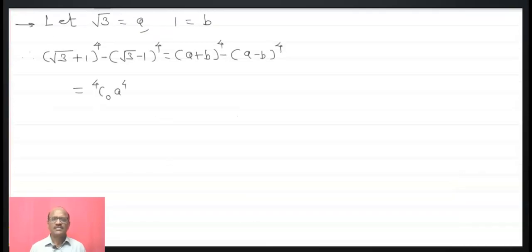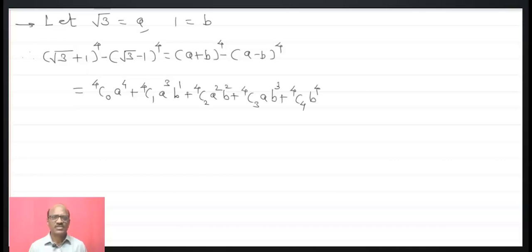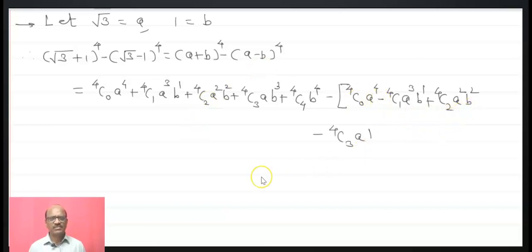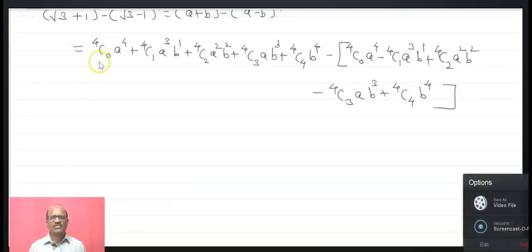See this here. The expansion is 4C0 a raised to 4, 4C1 a cube b raised to 1, 4C2 a square b square, 4C3 a b cube, 4C4 b raised to 4, minus the remaining terms. Alternate plus and minus, everything you have to remember. That is, see this here, 4C0 a raised to 4, 4C1 a raised to 3 b raised to 1, 4C2 a square b square, 4C3 a b cube, 4C4 b raised to 4.